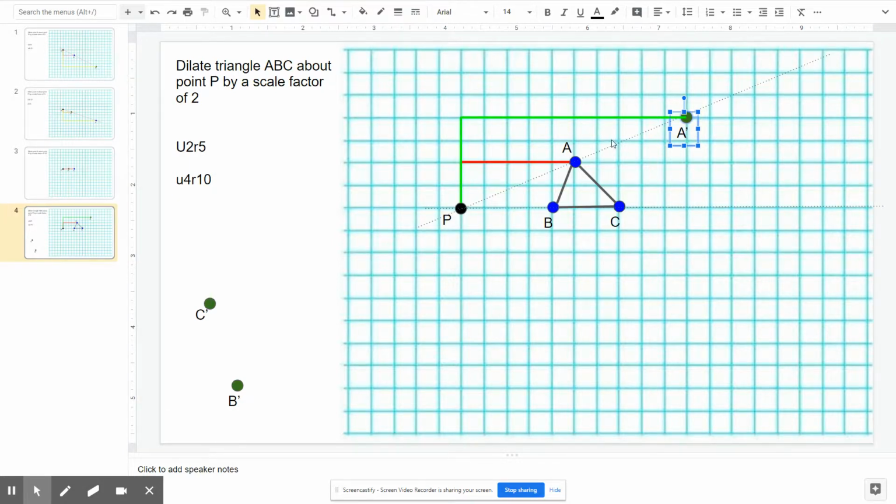Now, the other ones are going to be way easier because they're already on a straight line. So remember, I'm dilating by 2, so I'm going to count over to B. 1, 2, 3, 4. So 4 times 2 is 8. So 1, 2, 3, 4, 5, 6, 7, 8. There's my new point for point B. Let me do that again. 4, 5, 6, 7, 8. So there's my new point for B prime.